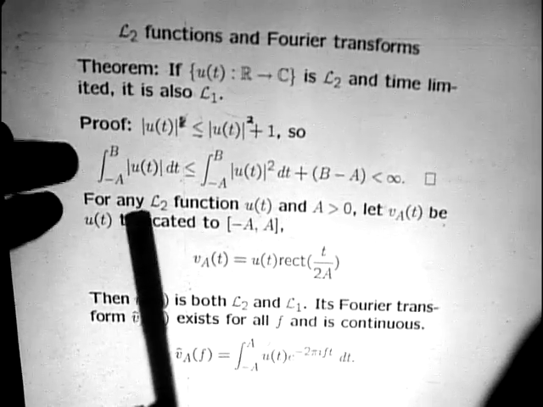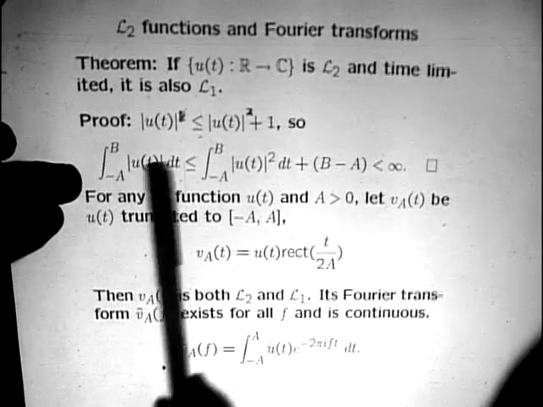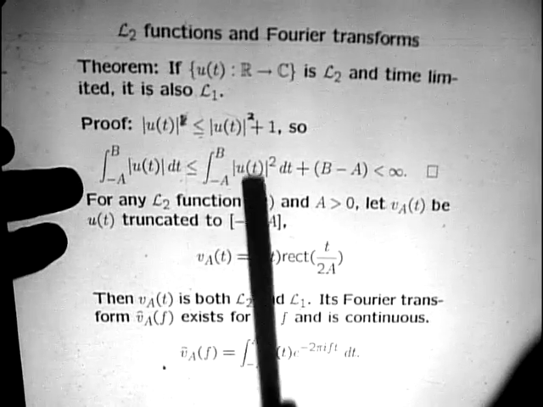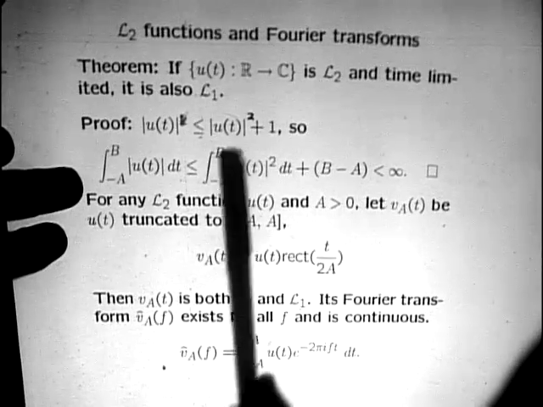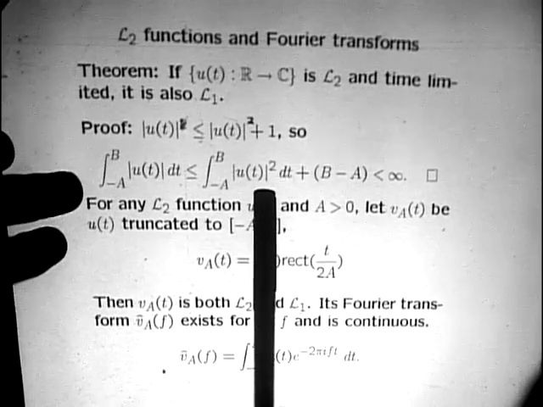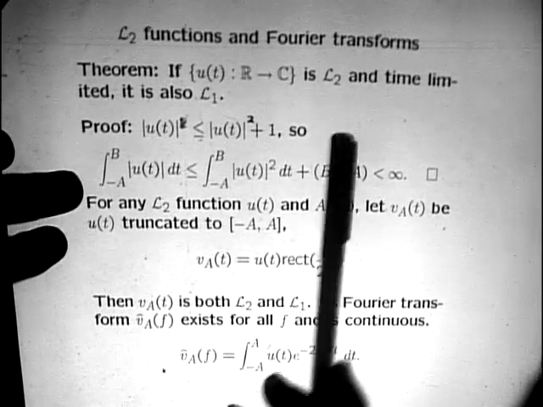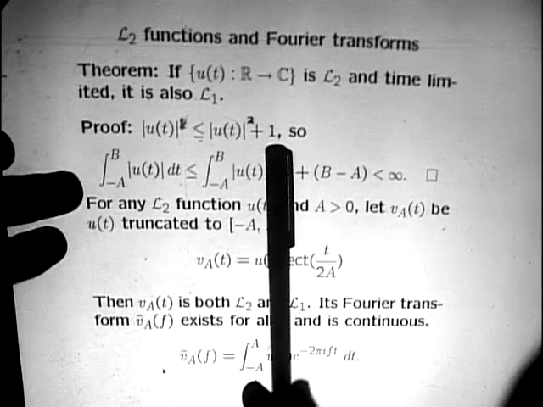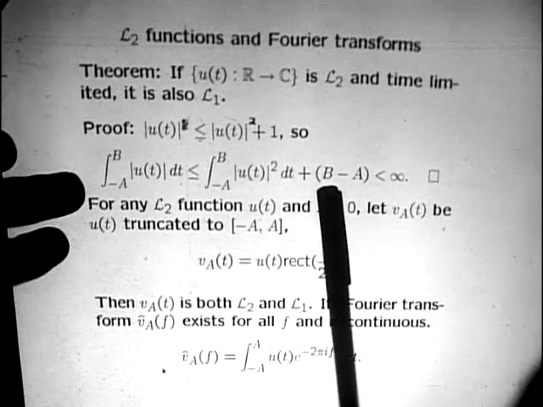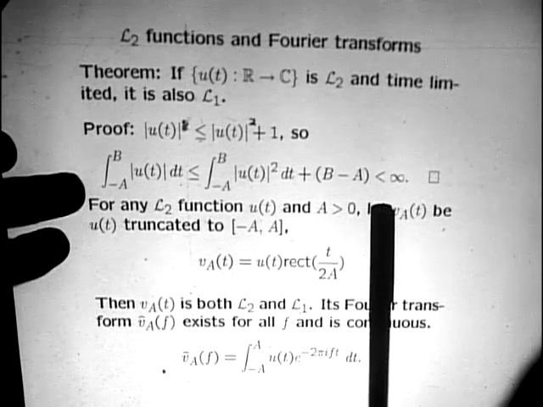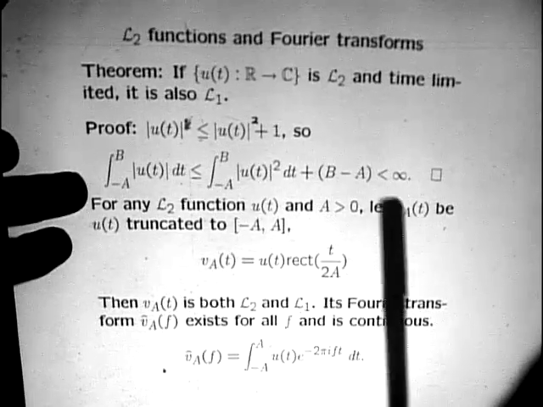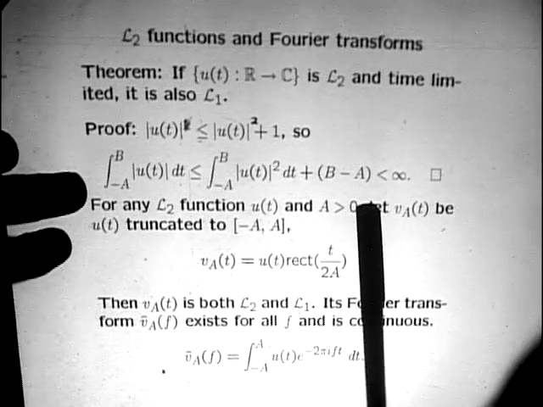What that says is the integral over any finite limits of the magnitude of u of t dt is less than or equal to the integral of this. Well, the integral of this splits up into the integral of the magnitude of u of t squared dt plus the integral of 1. Now, the integral of 1 over any finite limits is just b minus a. That's where the finite limits come in.